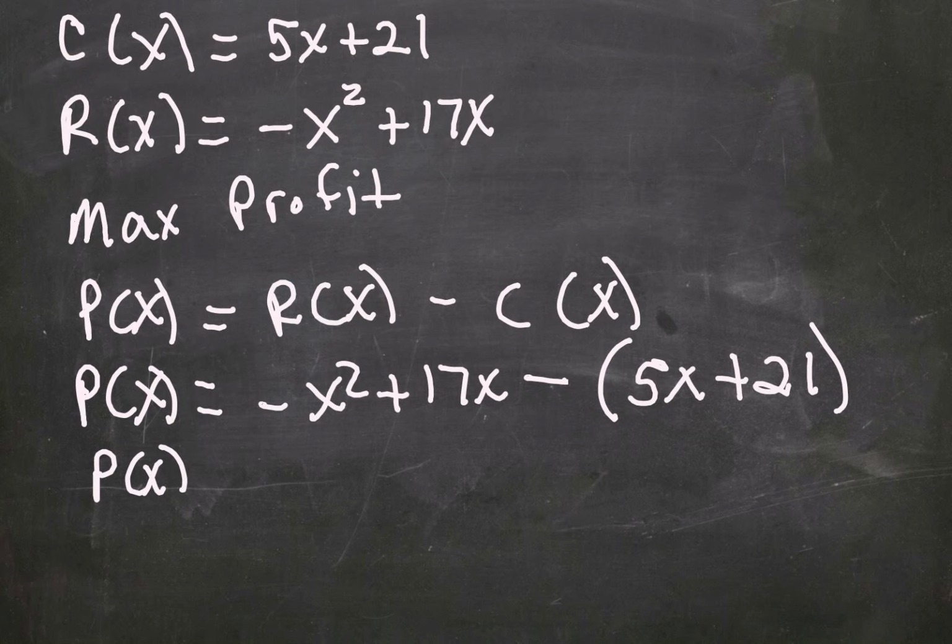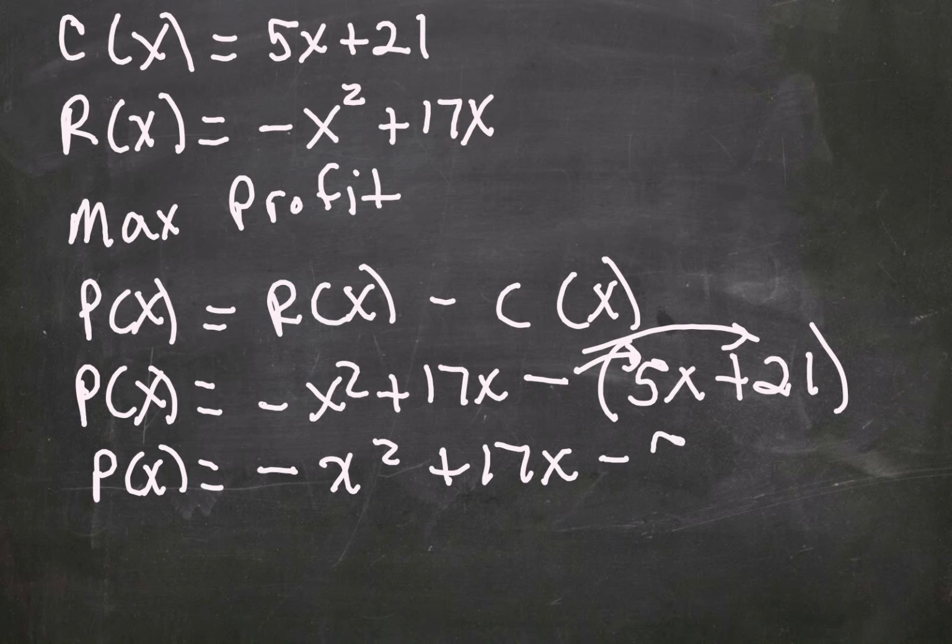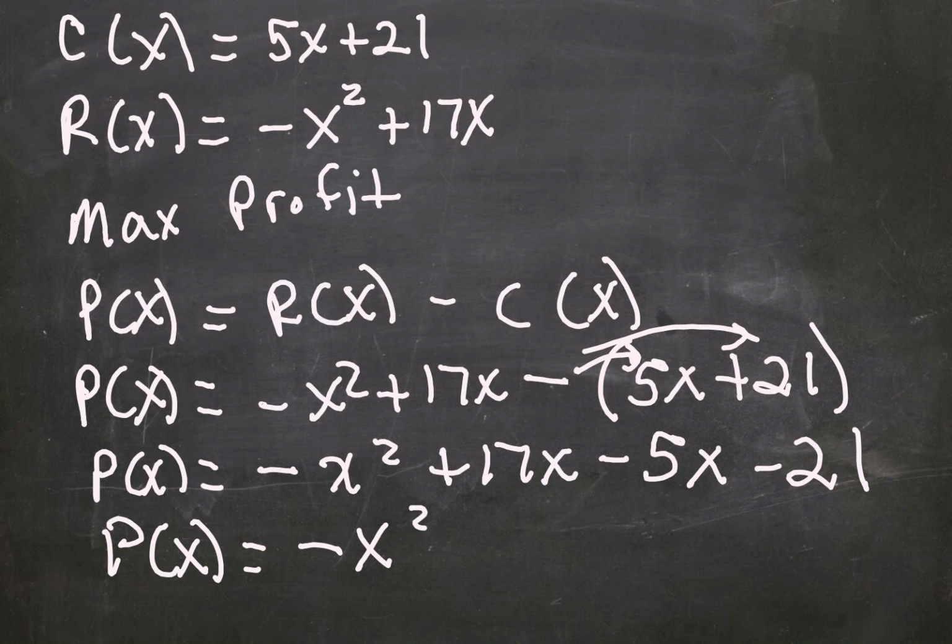Simplify our profit function. I have negative x squared plus 17x, distribute that negative, minus 5x minus 21, and we can combine like terms. So I have negative x squared plus 12x, because 17x minus 5x is 12x, minus 21. So there is our profit function.